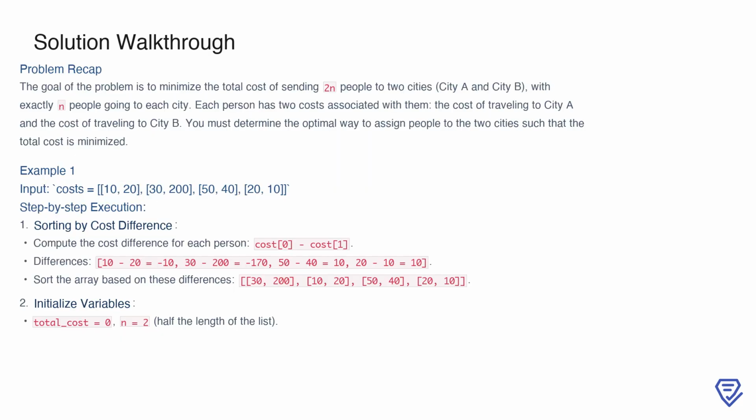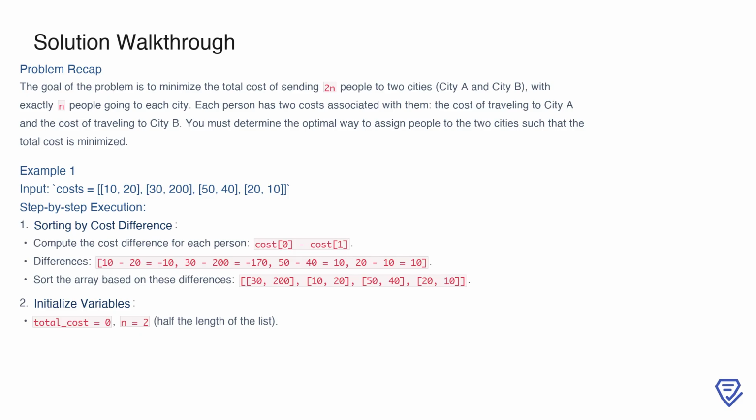The problem requires us to assign 2n people to two cities, city A and city B, such that exactly n people go to each city, and the total cost is minimized. Each person has a specific cost for traveling to city A and city B, and we need to carefully distribute them based on these costs.